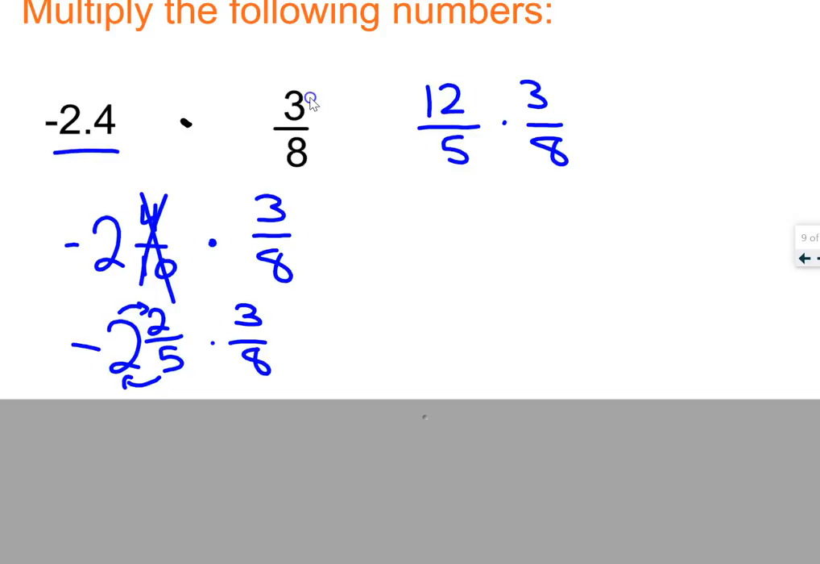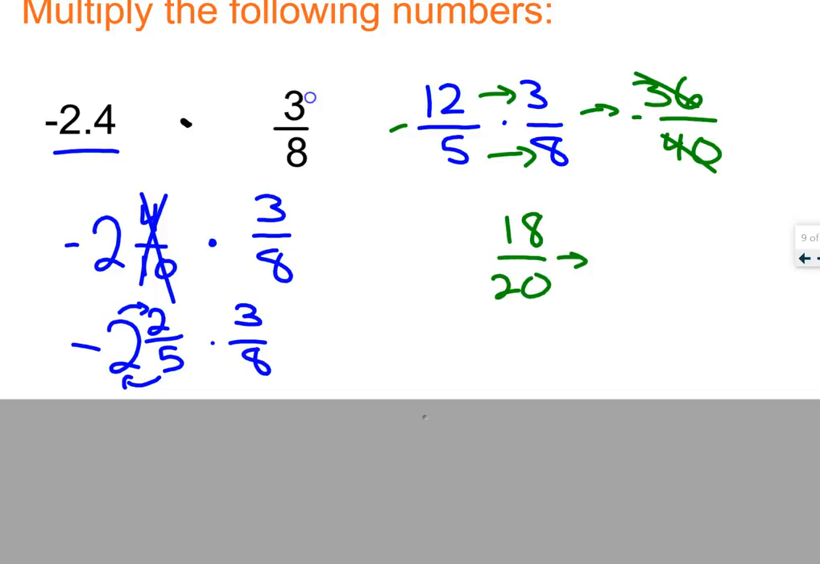And then all you need to do is multiply across the top and multiply across the bottom. Oh, negative 12/5. Giving you 36 on top and 40 on the bottom. Negative 36/40. Reducing, I can see that these are both even, which makes them both divisible by 2, giving us 18/20. Those again are both even, giving us 9/10. And this is remaining negative. And 9/10, if you wanted to, is the decimal 0.9.